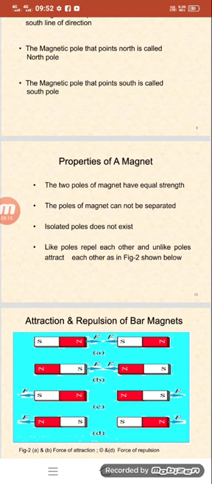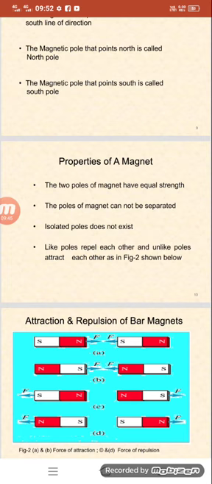After that, like poles repel each other. Like poles means one is a north pole and the other is also a north pole, two poles that are the same. In that case, they repel each other. And unlike poles attract each other. If there is a north pole and a south pole, they are going to be attracted to each other.